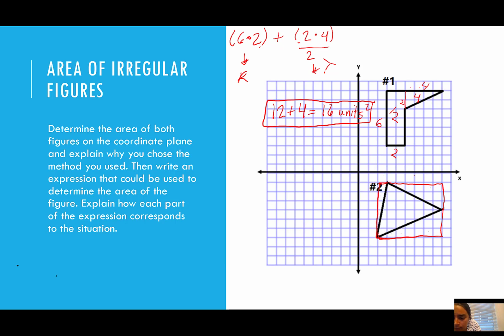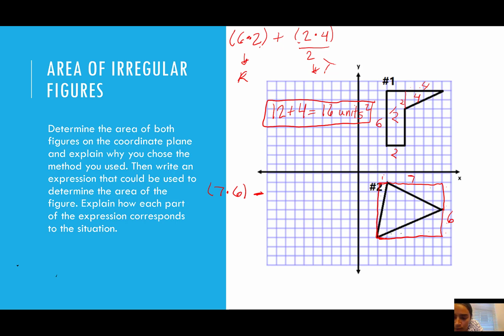1, 2, 3, 4, 5, 6, 7. 1, 2, 3, 4, 5, 6. So let's find the area of the entire rectangle. 7 times 6. Now I am going to subtract out the various pieces. Now I might want to find the area of each of the triangles individually and then subtract that out all together. So let's look here.